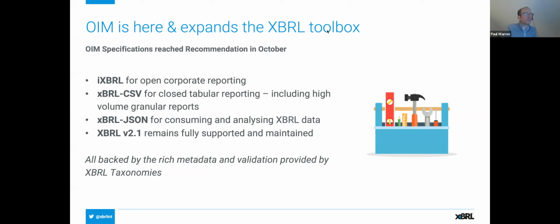We've got xBRL-CSV, which is very well suited for high volume granular reporting, or indeed any form of tabular reporting. And we've got xBRL-JSON, which can be used for reporting, but we see its immediate use in the world of analytics and making XBRL data more usable. And we also have XBRL 2.1, which remains fully supported and maintained. The existing specifications aren't going anywhere, and the base specification working group continues to maintain those.